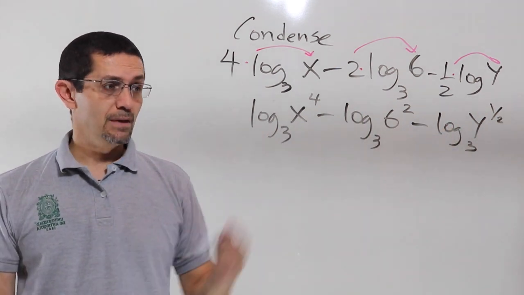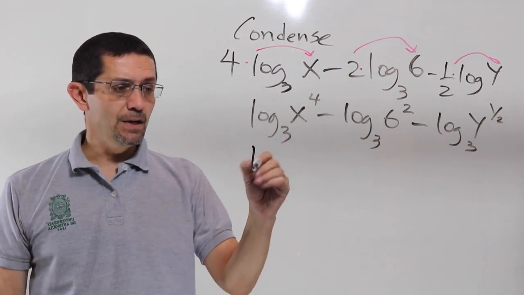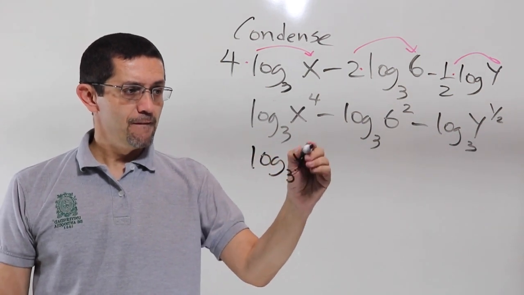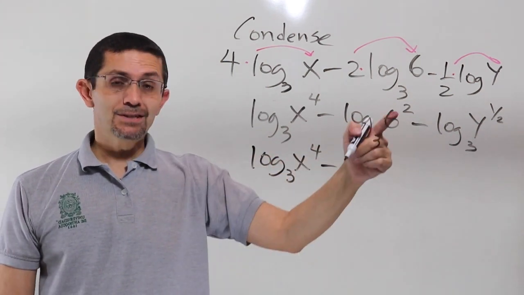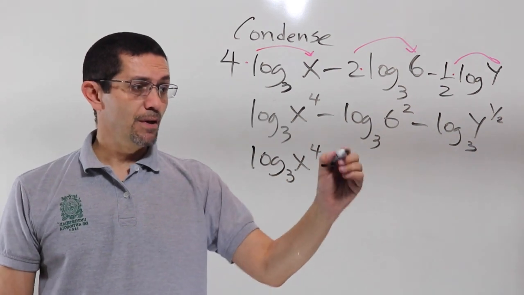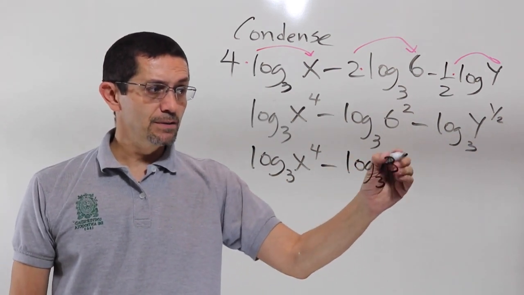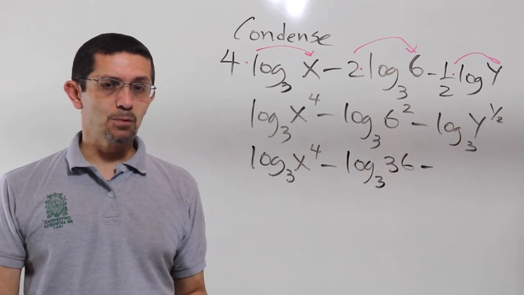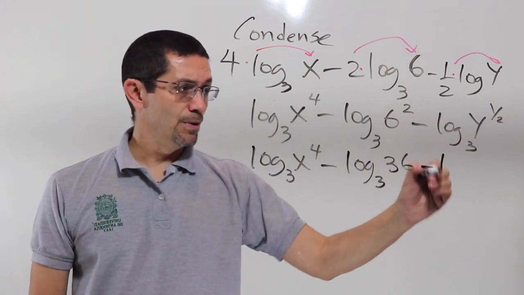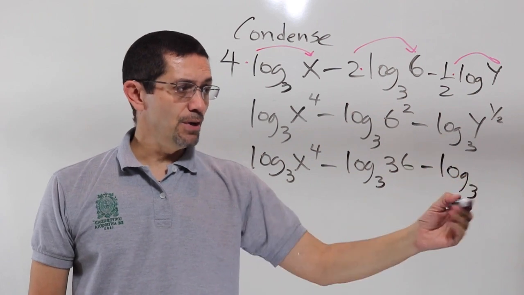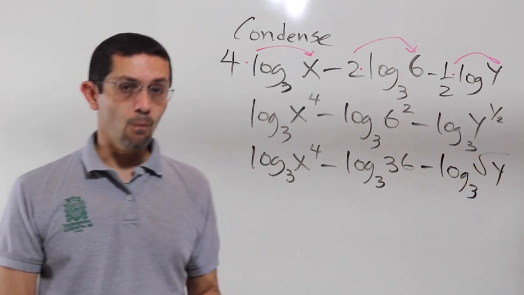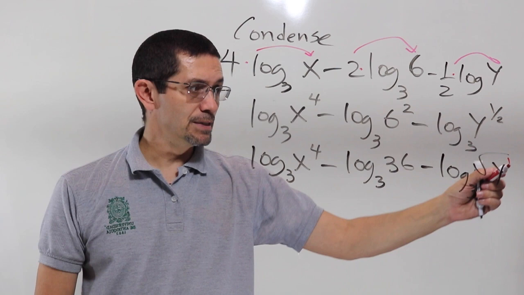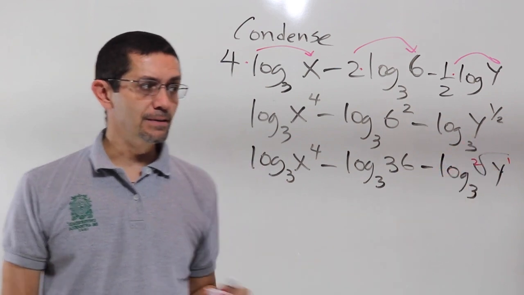Well, x to the 4th? Not really. Minus 6 to the 2nd power. Yes. So 6 to the 2nd power is 36. Minus, I have a fraction as an exponent. That means that's a radical. So log on base 3 of square root of y. Remember, that tiny 1 is here and the tiny 2 is my index.